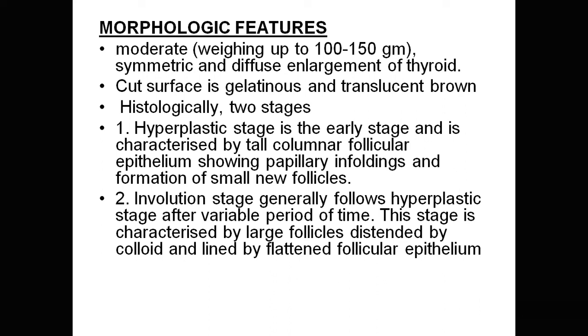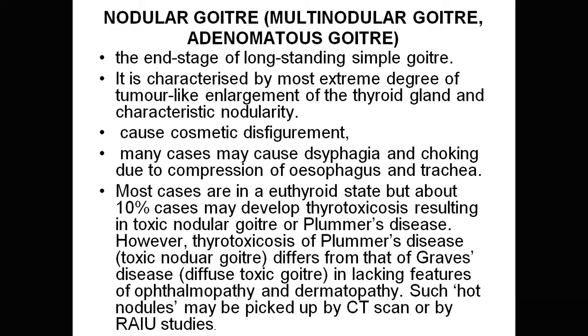Histologically there are two stages, the hyperplastic stage and the involution stage. The hyperplastic stage is the early stage, characterized by tall columnar epithelial cells that show papillary infolding and formation of small new follicles. In the involution stage, the large follicles are distended by colloid and lined by flattened follicular epithelium. Due to the accumulation of colloid, the epithelium gets flattened.